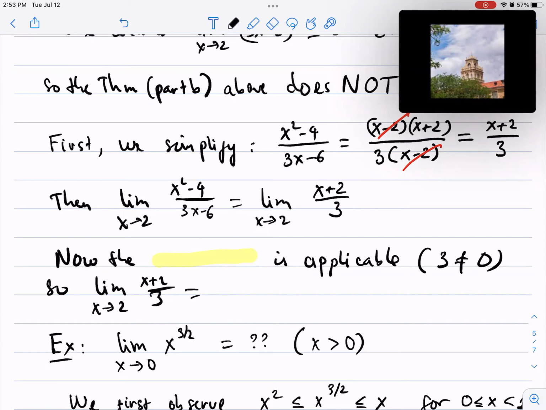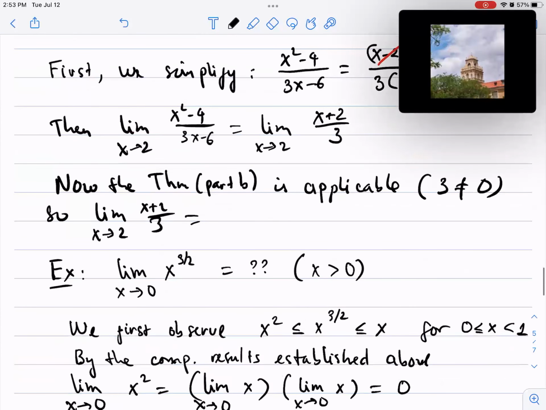Now the theorem above, part B, is applicable because the denominator is 3, not equal to 0. So the limit here when x approaches 2 of x plus 2 divided by 3 is equal to 2 plus 2 divided by 3, which equals 4 over 3. And this is the final answer.